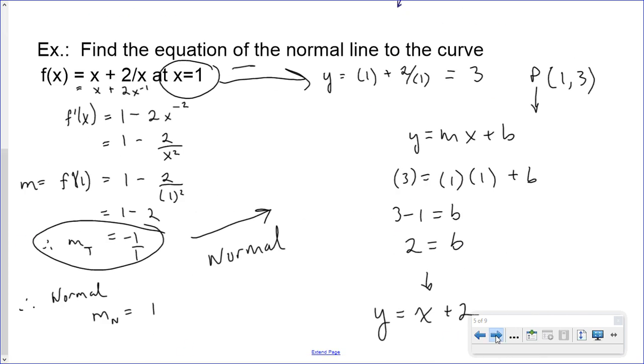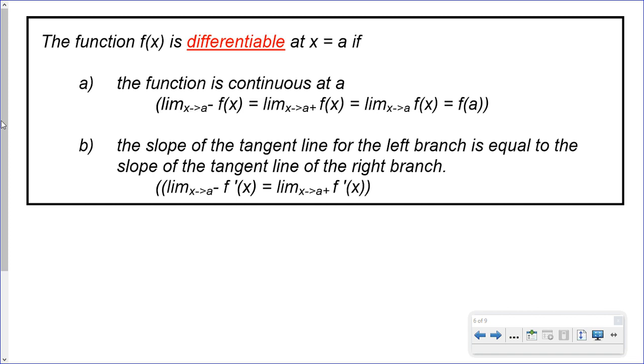Okay, differentiability. We talked about differentiability in 2.1, and we're going to review it again here. There's a rule: the function has to be continuous, and the slopes from the left-hand side and the right-hand side have to be equal in order for the function to be differentiable.